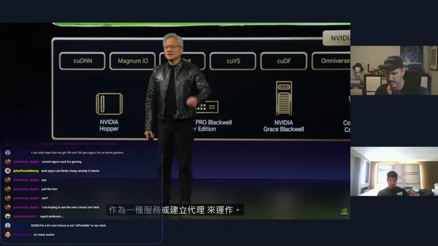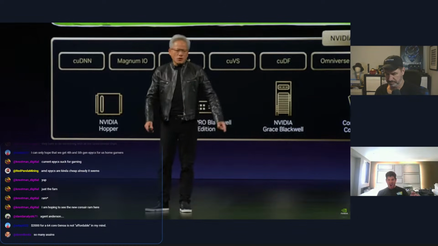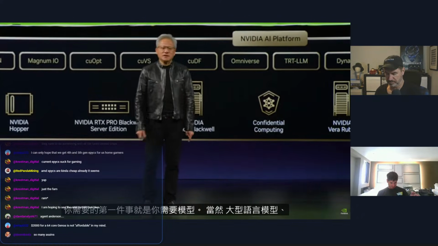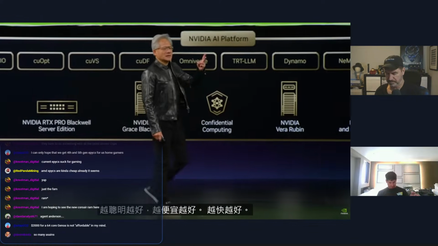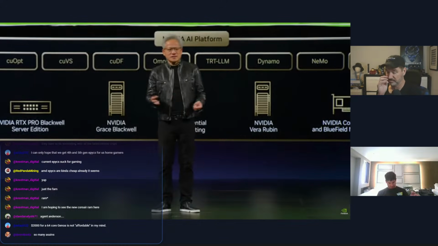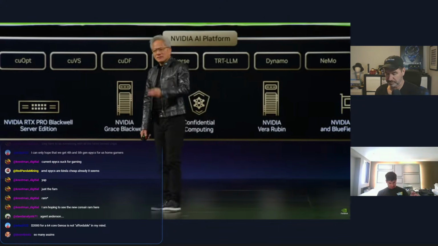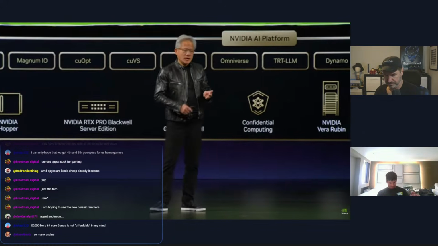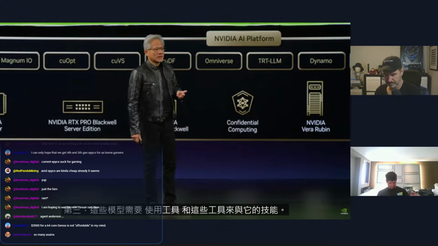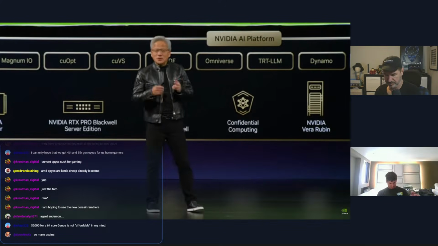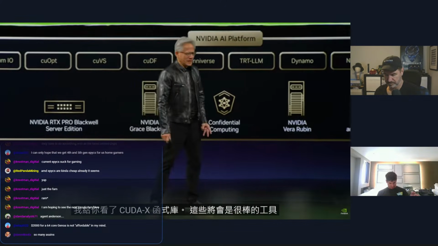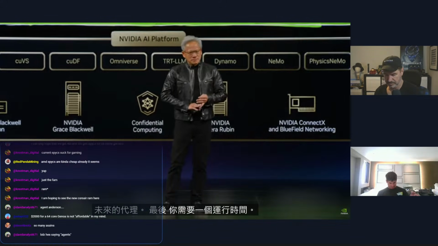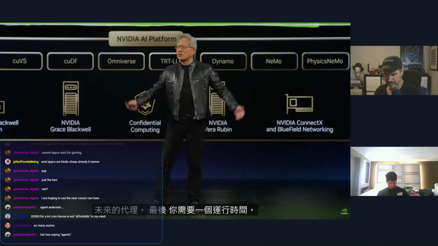The first thing you need is models. Of course, large language models. The smarter, the better. The cheaper, the better. The faster, the better. The second is you need a harness to orchestrate the whole thing. The third, these models want to use tools, and these tools come with skills. And I showed you CUDA-X libraries. Those are going to be amazing tools for the agents in the future. And then lastly, you need a runtime. You need the operating system that holds it all together.